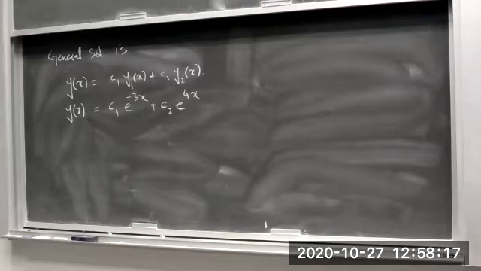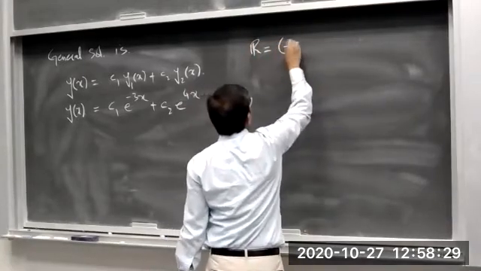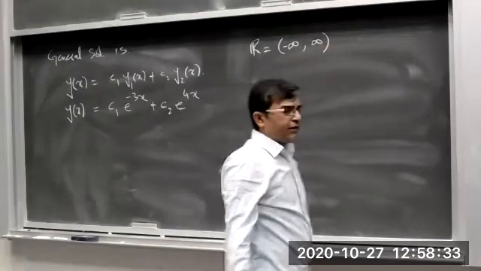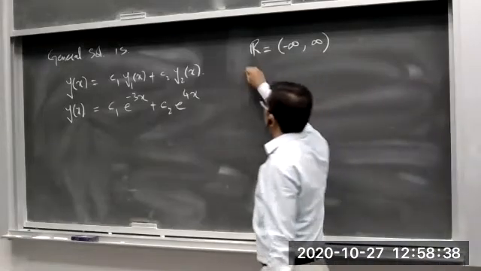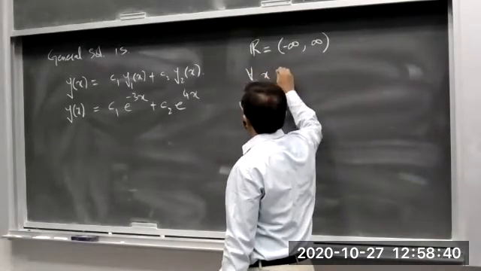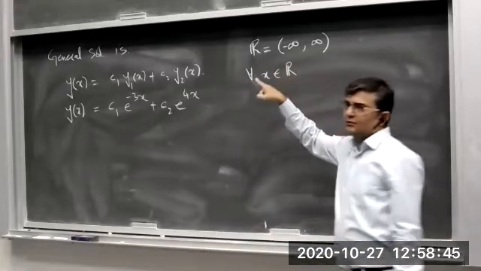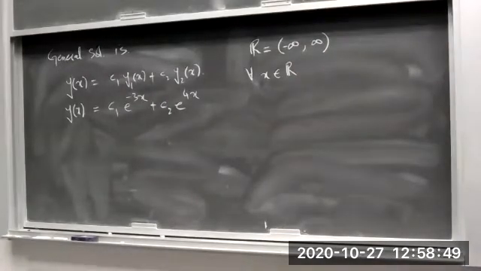Infinity is not included in the real line, because we take the open interval. Whenever you write R, the set of real numbers, you write it as an open interval. Infinity or minus infinity is not included in this set, and we are talking about all values of x belongs to R. Infinity and minus infinity are not included in R.